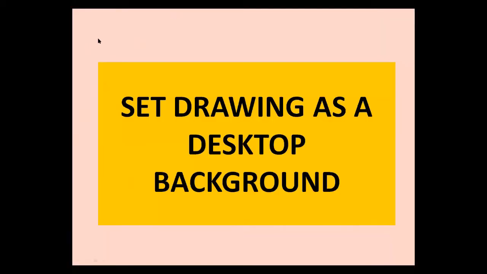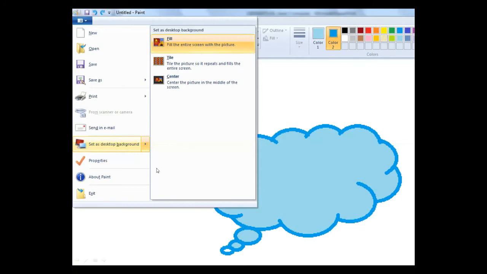Now we learn about how to set a drawing as a desktop background. You can set your drawing as a desktop background. To set the drawing as a desktop background, first click on the Paint button. This is the Paint button. First click on the Paint button, then click on Set as desktop background.